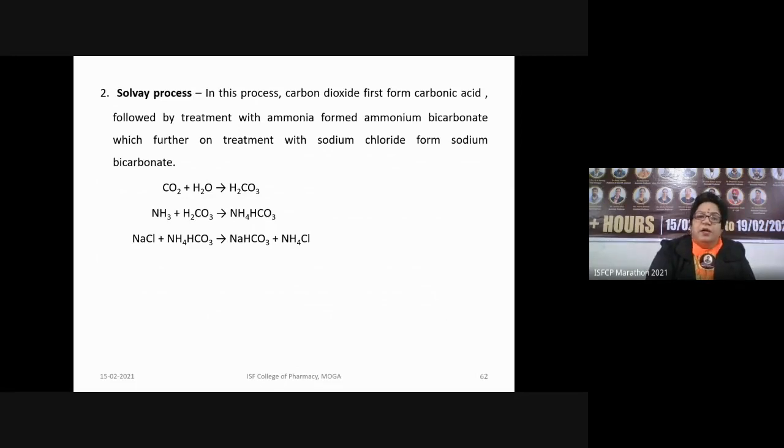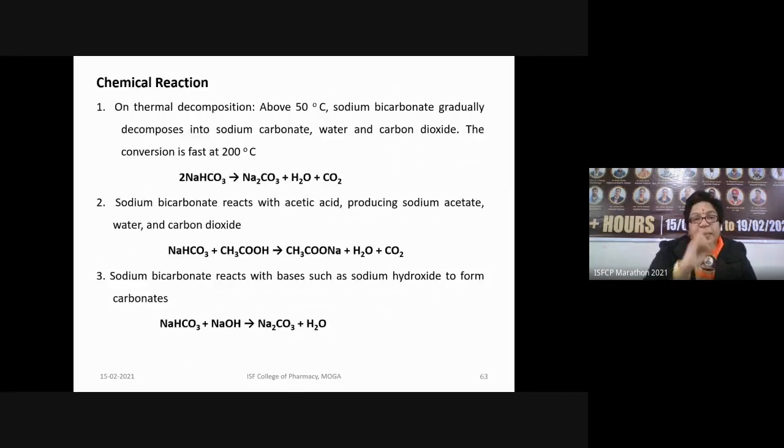The chemical reactions of sodium bicarbonate: thermal decomposition above 50 degree centigrade. Sodium bicarbonate gradually decomposes into sodium carbonate, water and carbon dioxide. The conversion is fast at 200 degree centigrade. See, sodium bicarbonate to sodium carbonate, water and carbon dioxide.